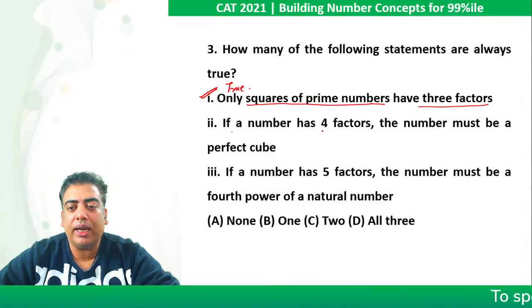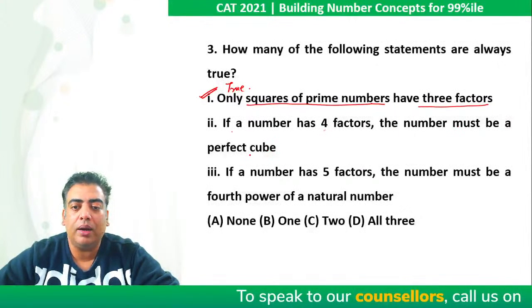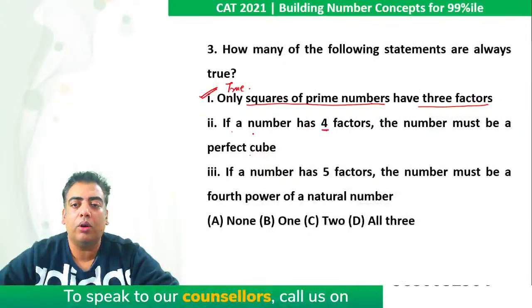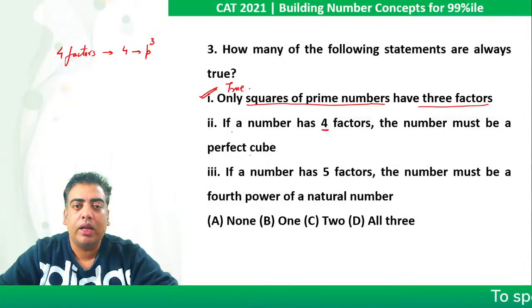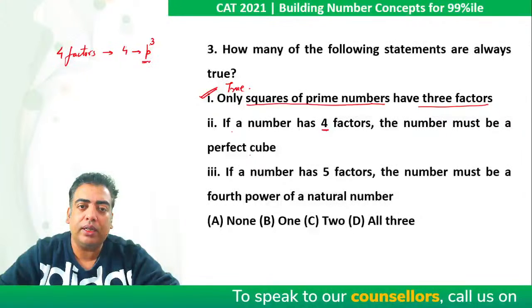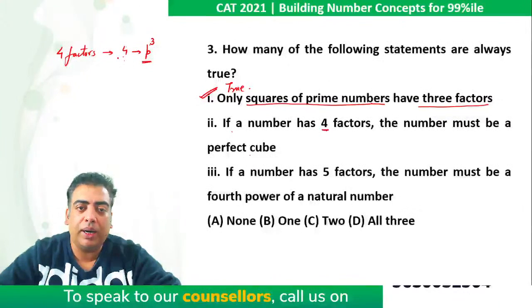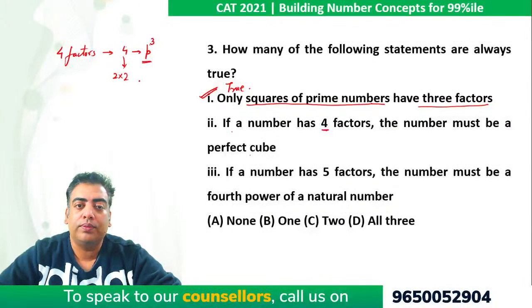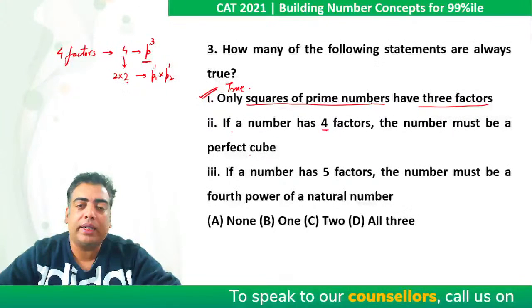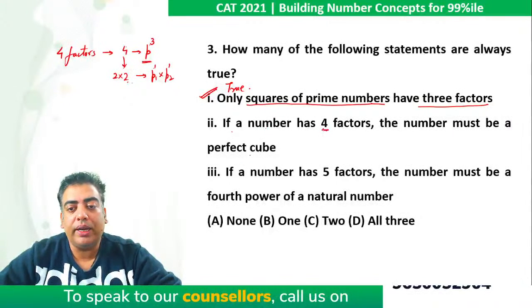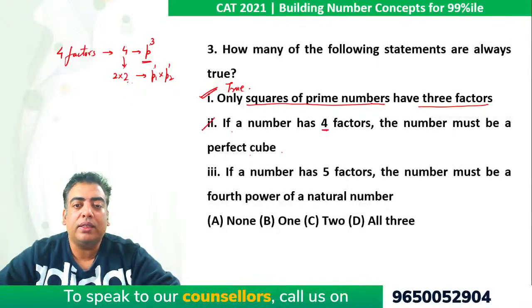In second, it says if a number has 4 factors, then the number must be a perfect cube. Now let's observe this particular case, how we can generate 4 factors. Now 4 can be a result when there is a prime number whose power is 3. So 3 plus 1 is 4. Definitely when the number is a perfect cube, we will get 4 factors. But this 4 can also be written as 2 into 2. Which means if there is a product of 2 prime numbers, when the power of both of them is 1 and 1, it will again generate 2 into 2, 4 factors. So if I say if a number has 4 factors, the number must be a perfect cube, this statement goes wrong. It can also be a product of 2 prime numbers.